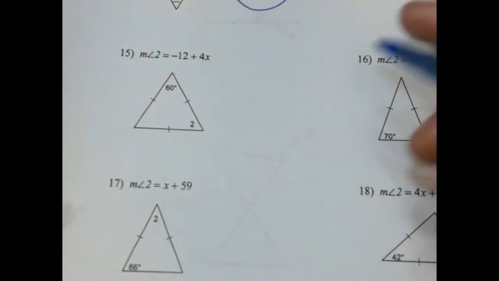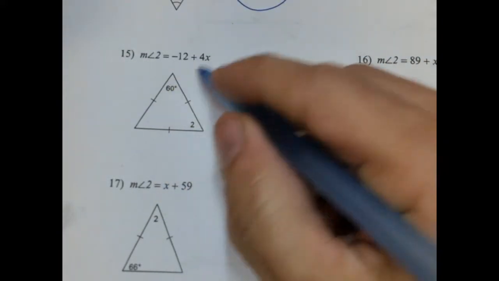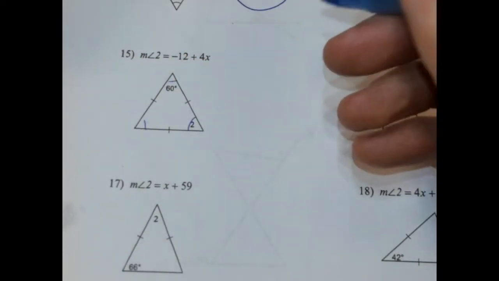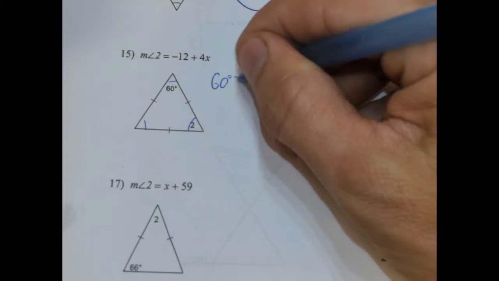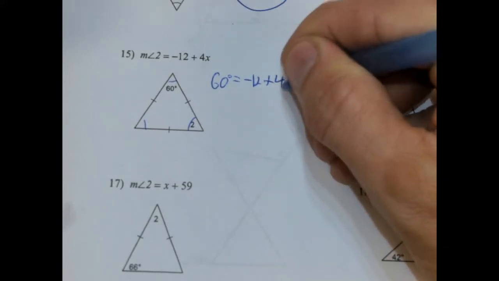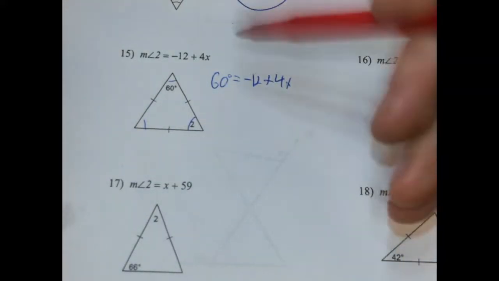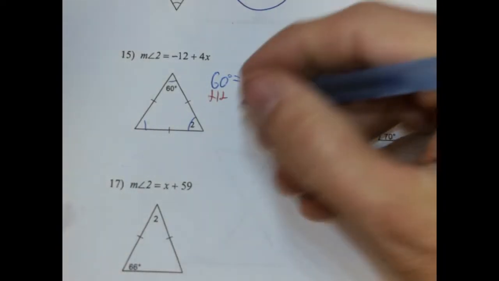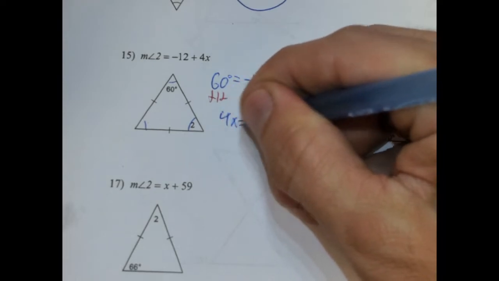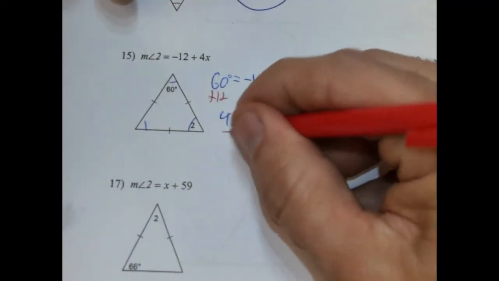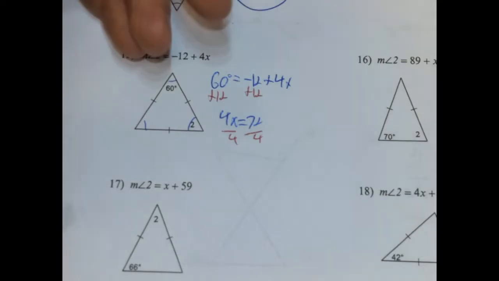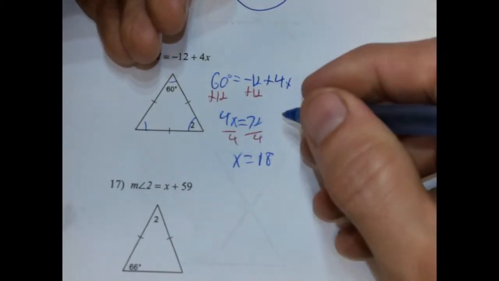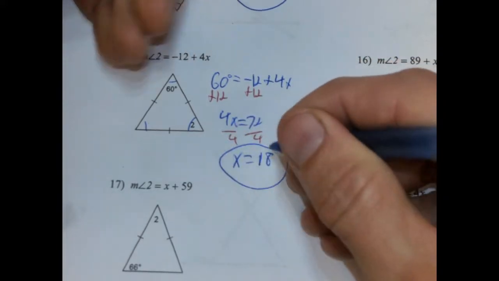Let's look at 15. So we have the measure of angle 2 is this. Find x. We know these are equal because this is an equilateral triangle, which means it's also equiangular. So 60 degrees is equal to negative 12 plus 4x. We're going to add 12 to both sides, which means 4x will be equal to 72. Divide both sides by 4. And what's that going to be? Let's see. 18. Yep, that sounds about right.